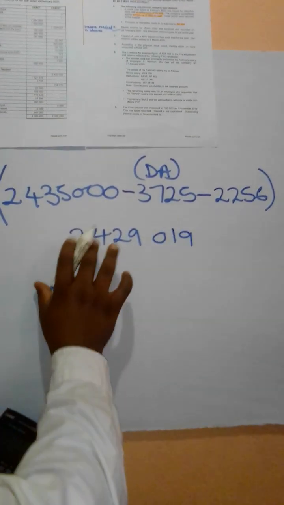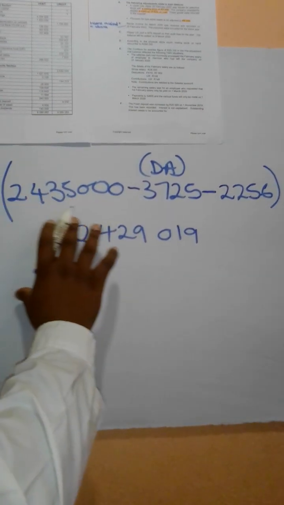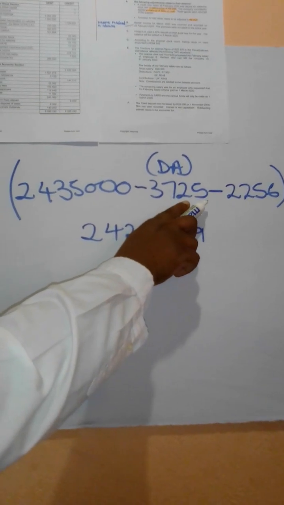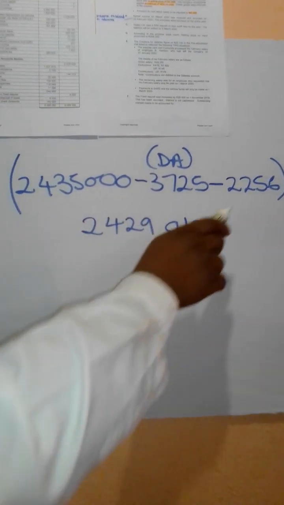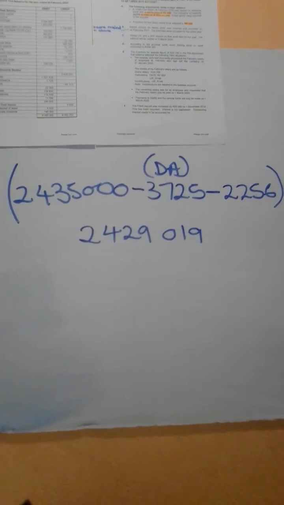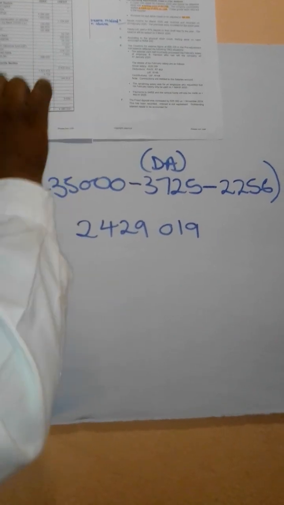2,429,019. So this is now our new amount for our sales after adjusting for these two debtors allowances. These debtors allowances are already given in the pre-adjustment trial balance, but these ones are coming from a credit note that is given on adjustment number A. So far, our sales are correct.